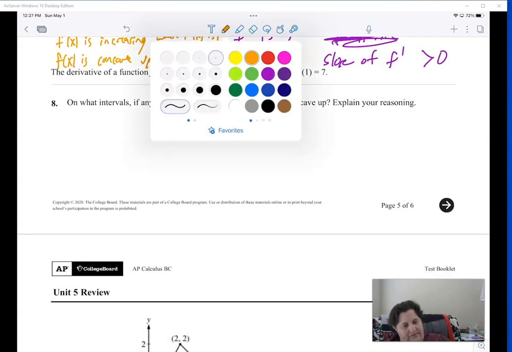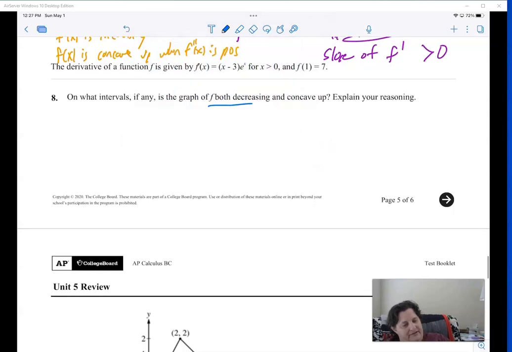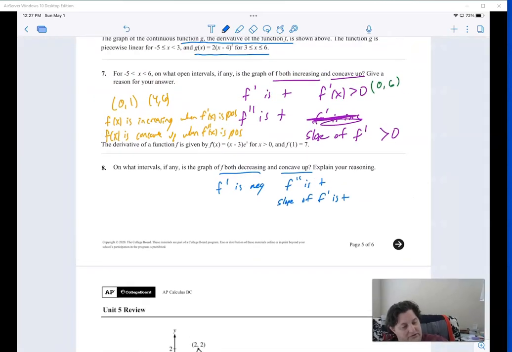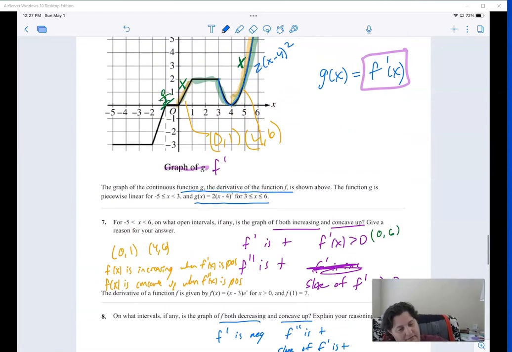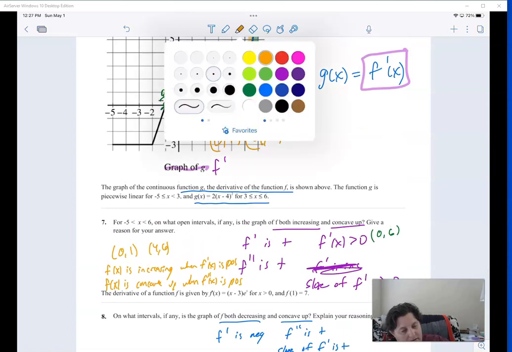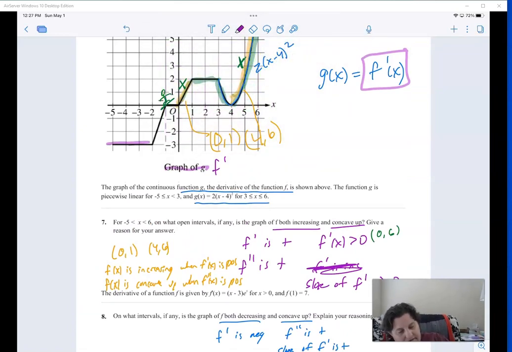Number 8 looks like we're looking at the same graph. On what intervals is f decreasing and concave up? So f is decreasing when f prime is negative. F is concave up when f double prime is positive. Another way of saying that is the slope of f prime is positive. Let's look at where f prime is negative on my graph. Let's use some different colors here. It's negative here to here, negative 5 to 1.